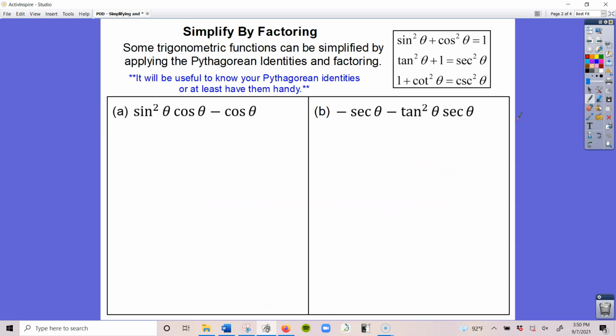For this next technique, we're going to simplify by factoring. These are the Pythagorean identities that we were working with in the previous slide. The most commonly used one is this top one: sine squared plus cosine squared is equal to 1. Now let's see. Here we have sine squared theta cosine theta minus cosine theta.